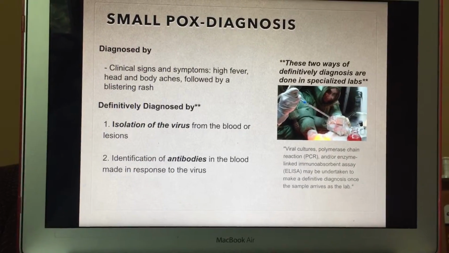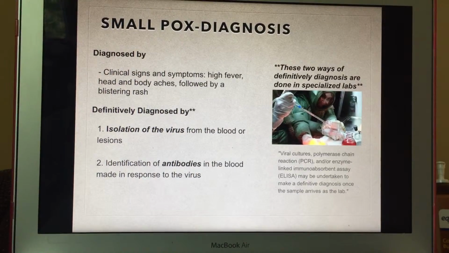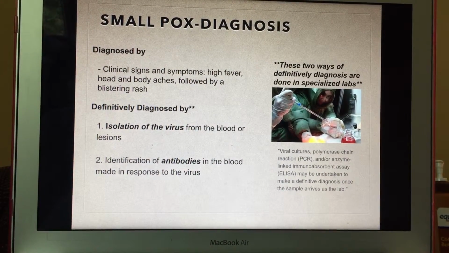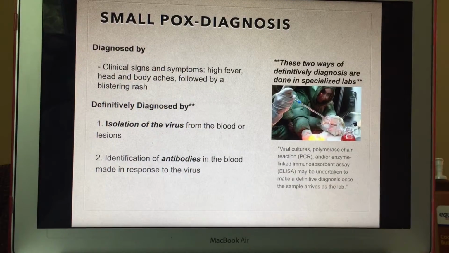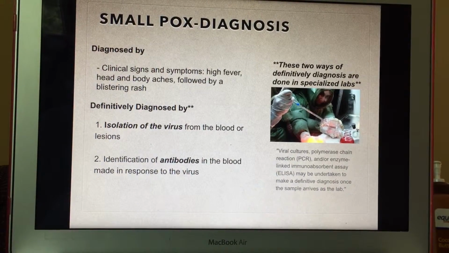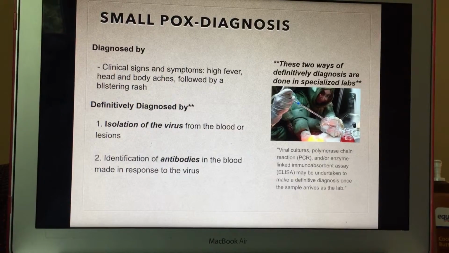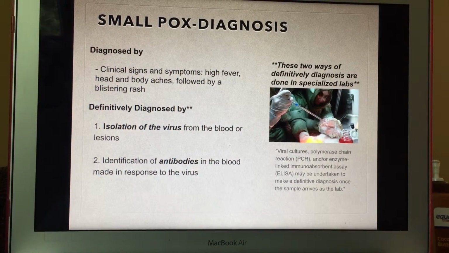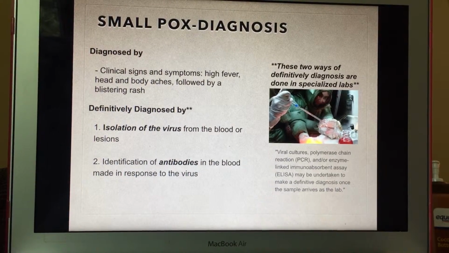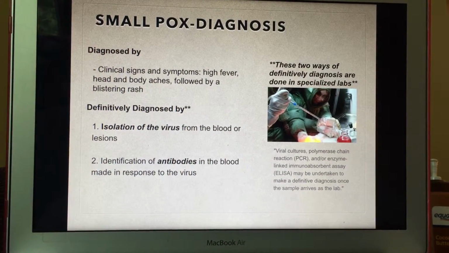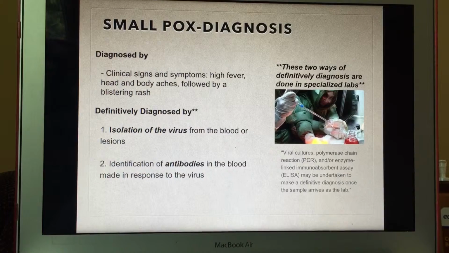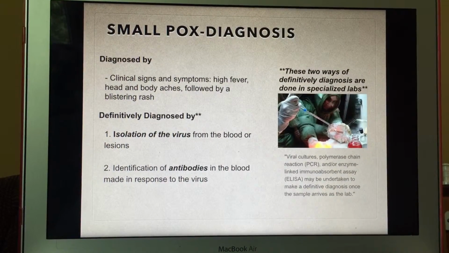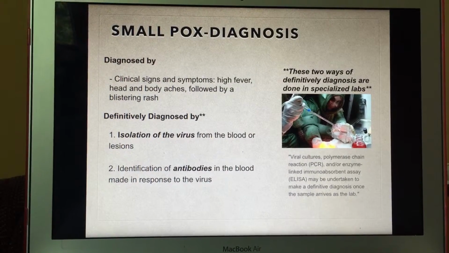Otherwise, there are 2 other definitive methods to diagnose smallpox. The first one would be the isolation of the virus from the blood or lesions. So this is where your healthcare provider would take a swab of a lesion that is open, or they would draw blood from you. They would send it to a lab. The lab would isolate the virus, and that's how they would diagnose that you were positively diagnosed with smallpox.